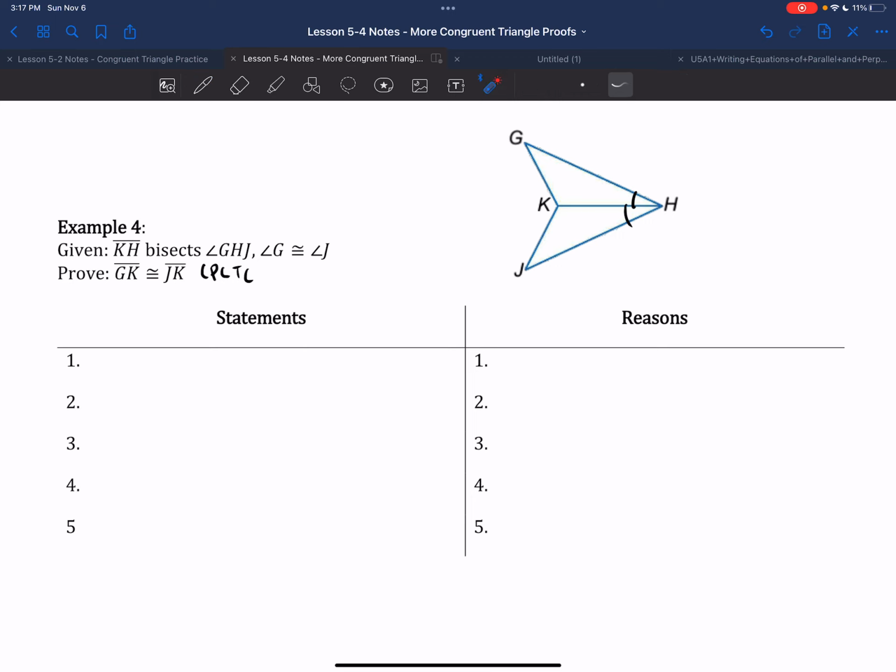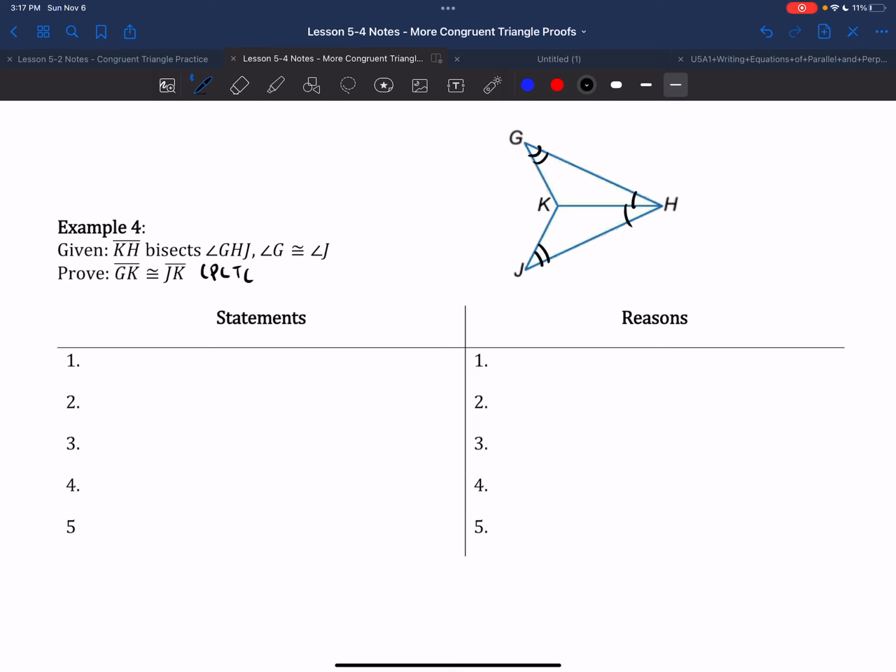Now, over here, we have angle G, which is congruent to angle J. Why is that the case? Well, that's because it's given. We're just going to assume that's true. We're not going to argue. We're just going to let it happen. Angle G is congruent to angle J. I'm going to use two arcs there to show that those two angles are congruent.